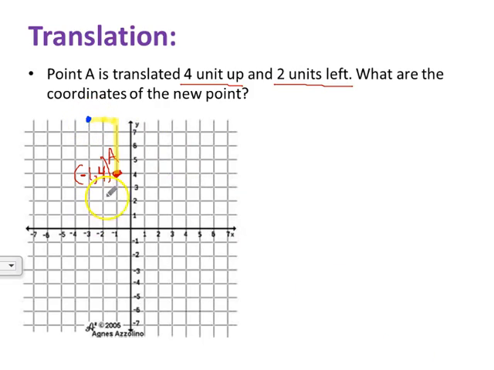And what are the coordinates of that point? Well, we're at -3. We went to the left -3 from our origin and up 8. So that is our new point.